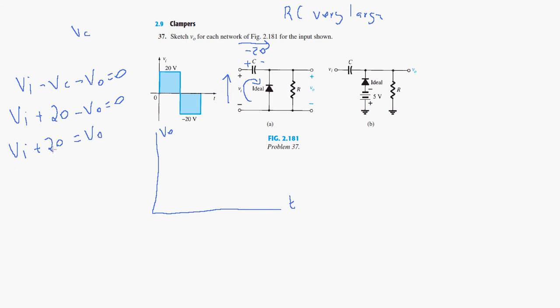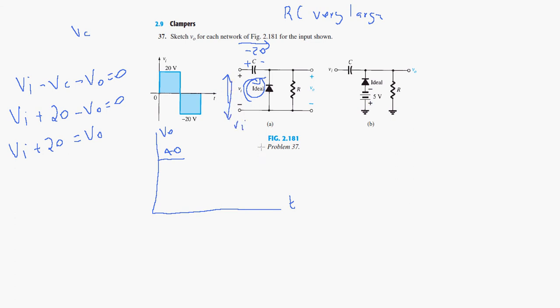So on the positive cycle here, we have the voltage 20 volts plus 20, which is going to give us 40 volts. So 40 volts in here. So that's on the positive cycle. Then we'll look at the negative cycle. The voltage will be going this way now, anti-clockwise, and so we'll have VI in this direction.